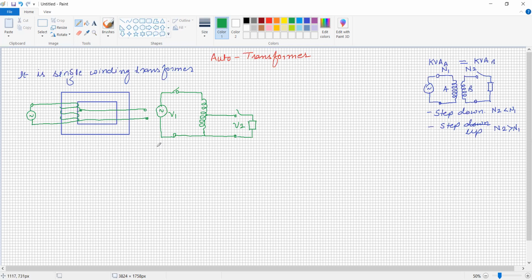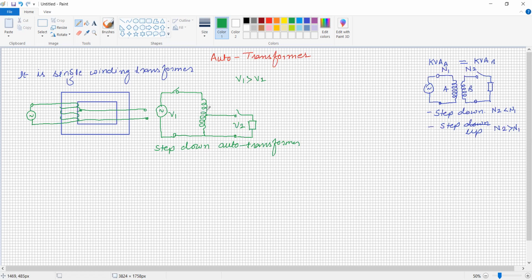So it is a step down auto transformer. Step down transformer means that here the voltage V1 is greater than voltage V2. So the voltage across the load is smaller than the voltage across the source. So it is a step down transformer. So here is an ohmic contact.